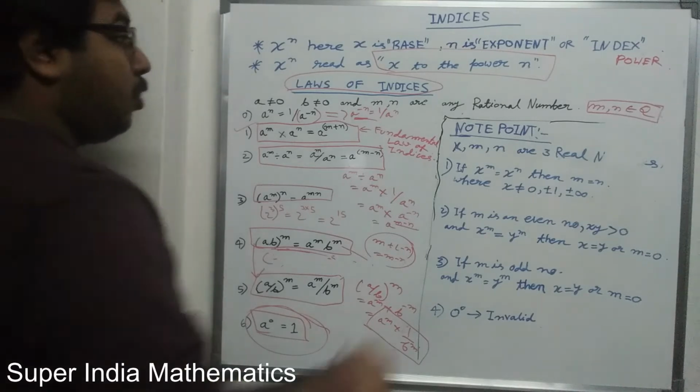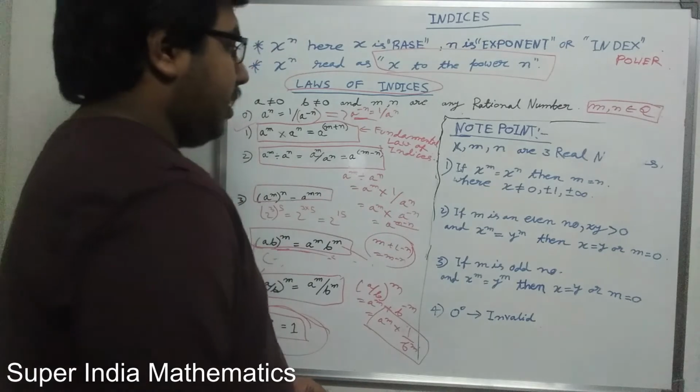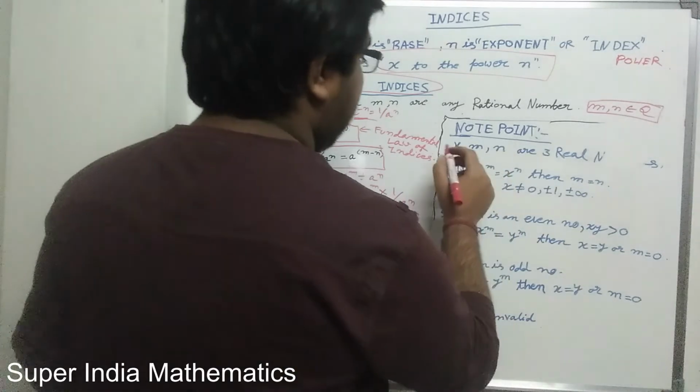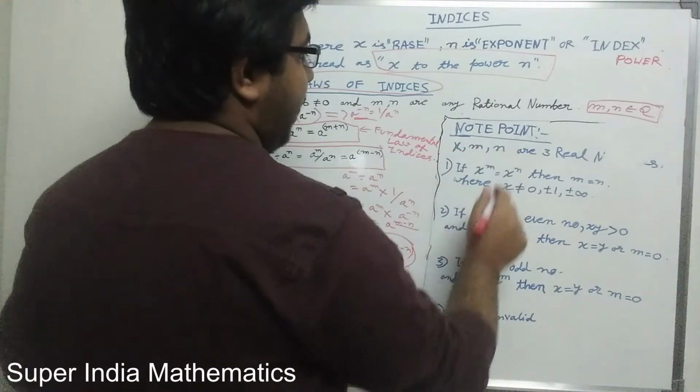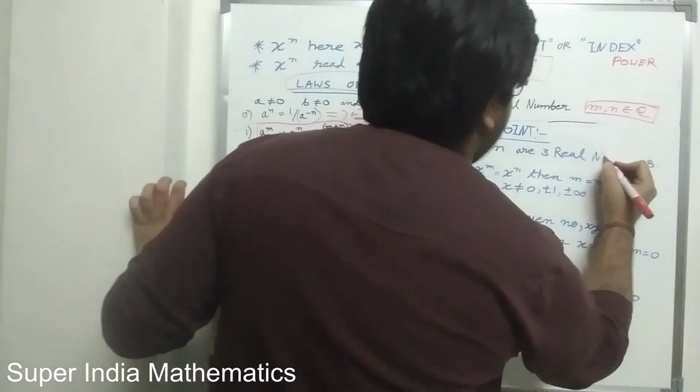There are some note points. Assume x, m and n are three real numbers.